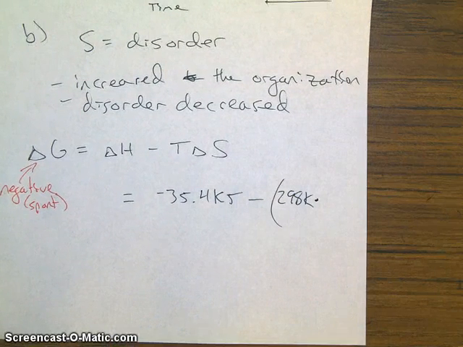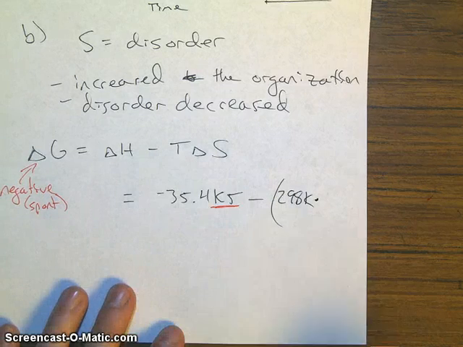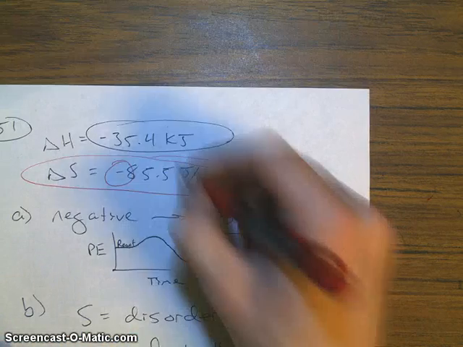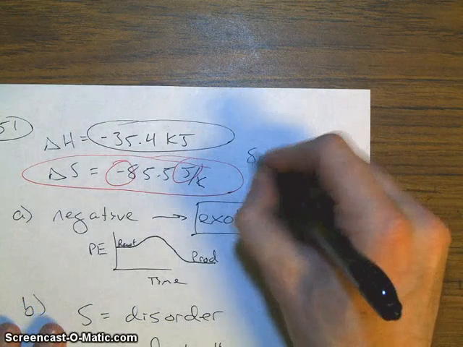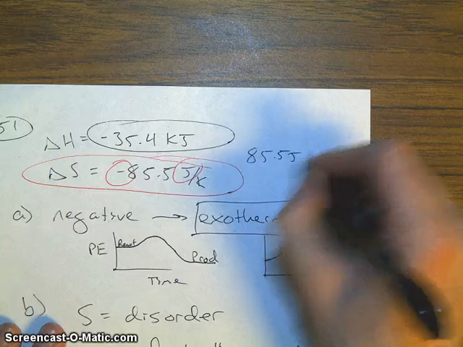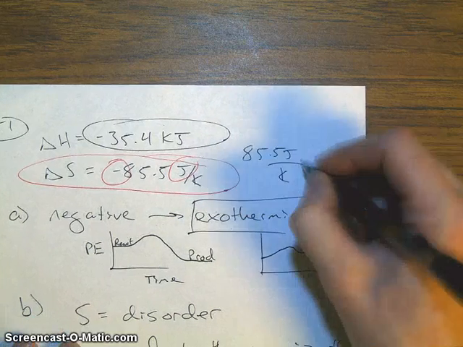Do you guys notice something here? Do you see how it says kilojoules here, but when I look up here it says joules? We have to convert the joules to kilojoules in this problem. 85.5 joules per Kelvin. Oh, question, Adobe?